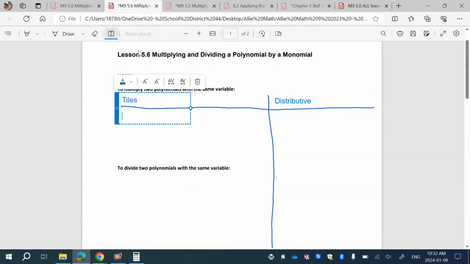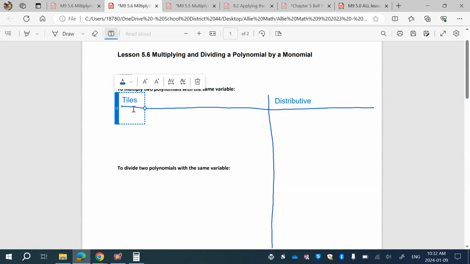Here we are, everybody, 5.6, multiplying and dividing a polynomial by a monomial. We could start like we did in the last set of notes by dividing it into tiles and distributive, making a kind of chart like this. I'll talk about the tiles way here, and then I'll give you the distributive way as well, which I think is more versatile. But I'll give you both.